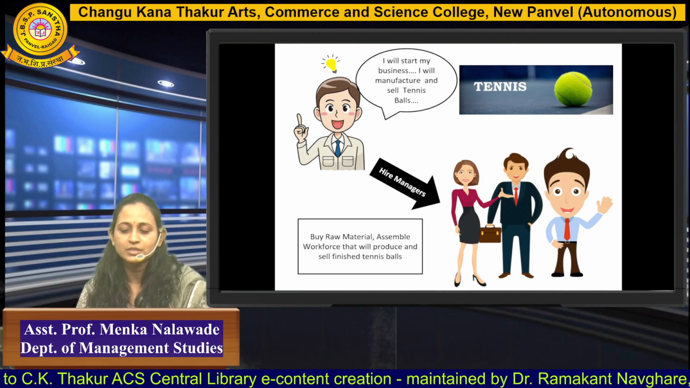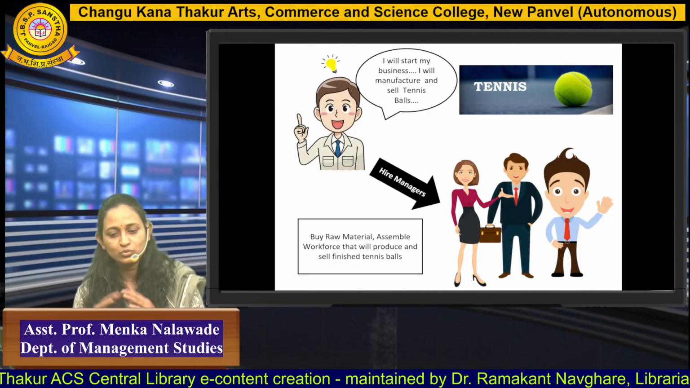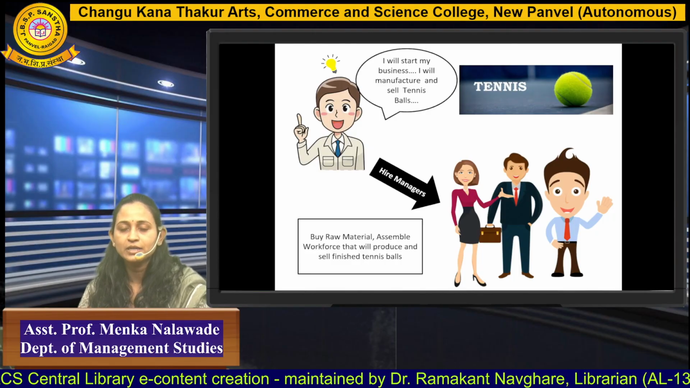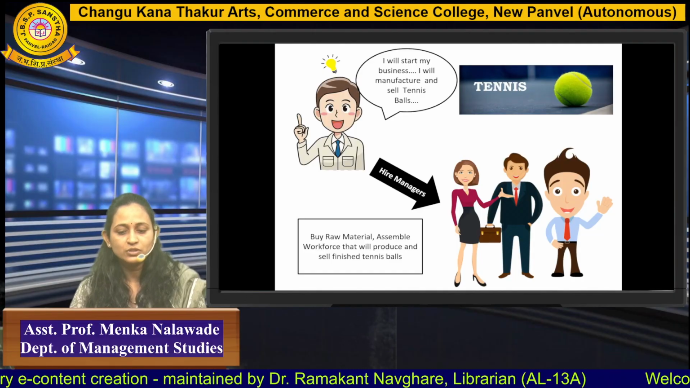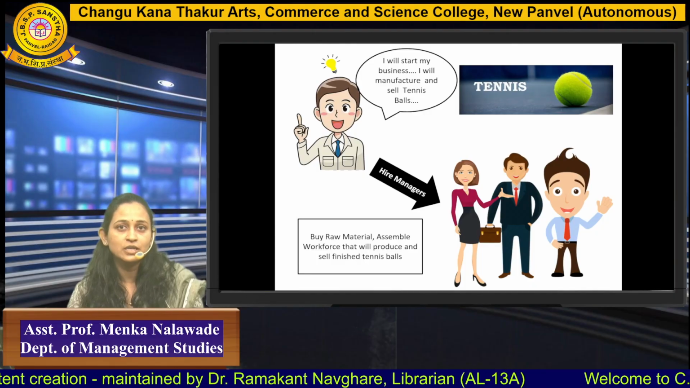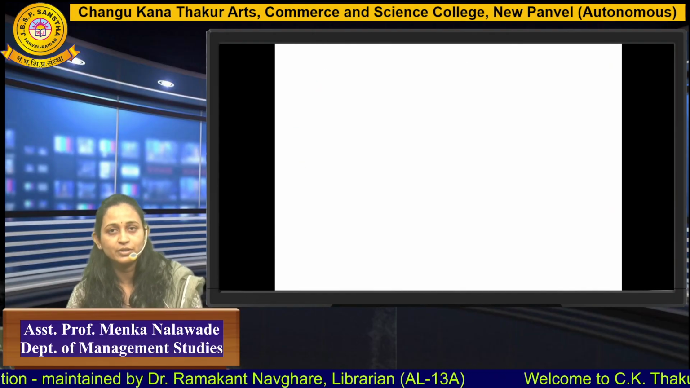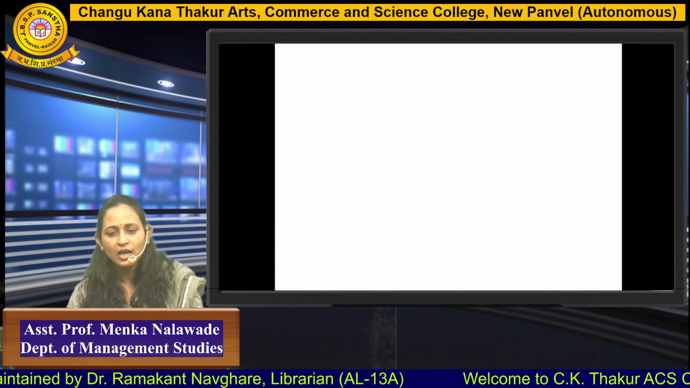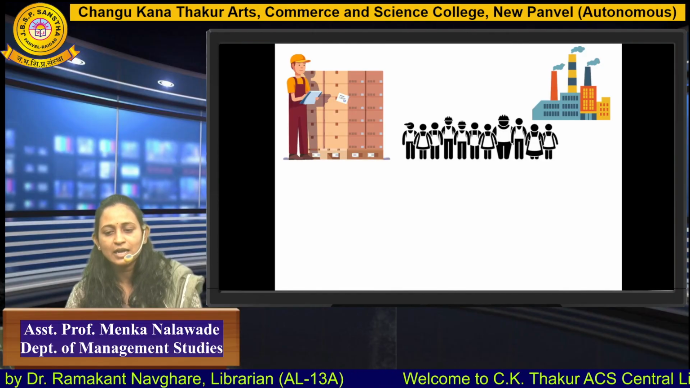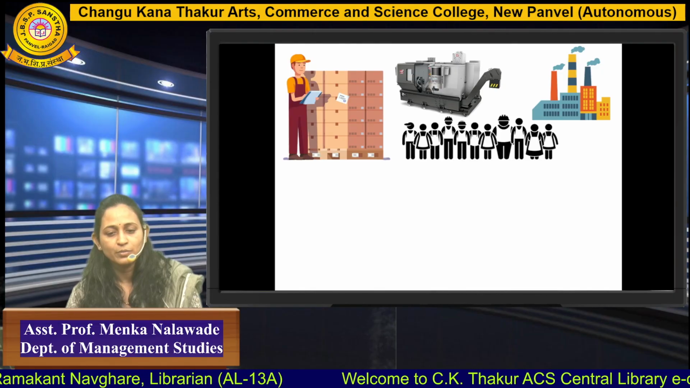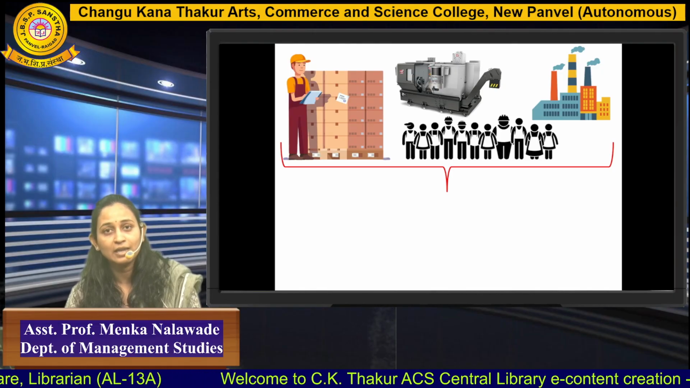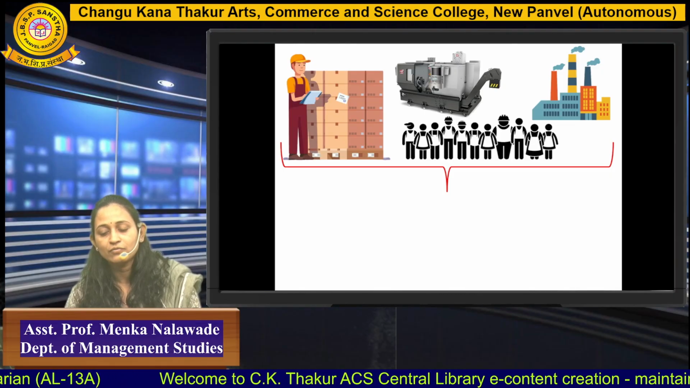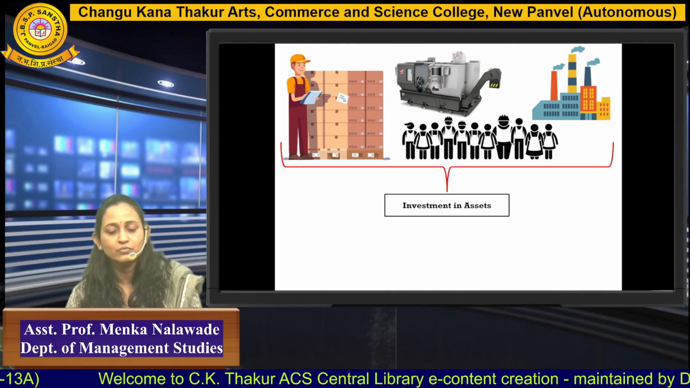looking after that business, and to do this entire activity, I will be in need of buying raw material and assembling a workforce, and that will produce and sell finished goods, or the tennis balls, for me. And to do all these things, these assets will be required. That is, my stock will be there, my machinery will be there, I have to buy land for my factory, I have to assemble my workforce.